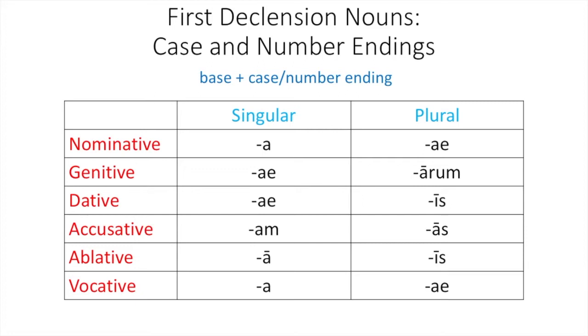A, AE, AE, AM, a long A with that macron, a short A, an AE, a long ARUM, a long IS, a long AS, a long IS, and an AE. These endings we add to the base, and we'll talk about what we mean by that base as we work through that example, rosa, rosae.